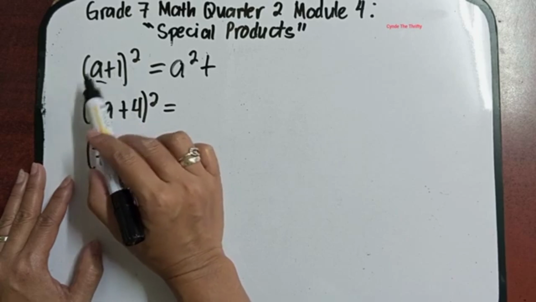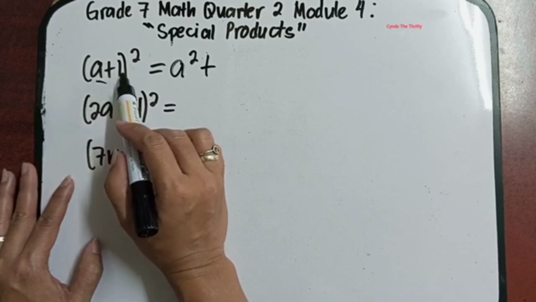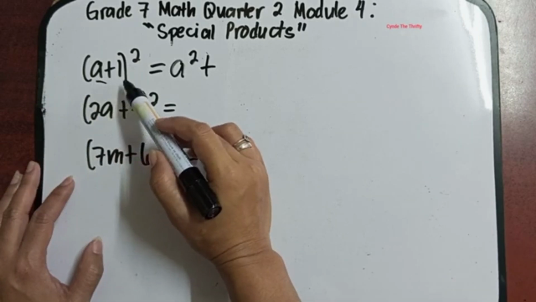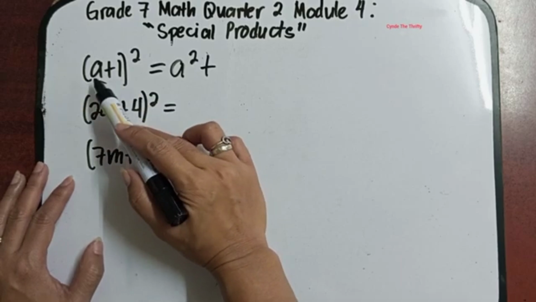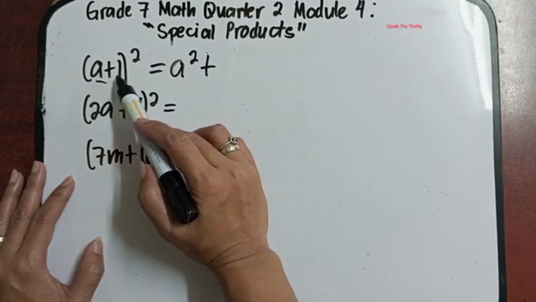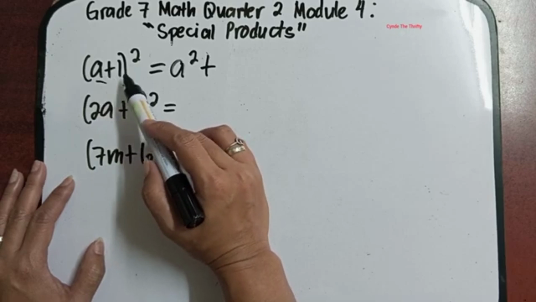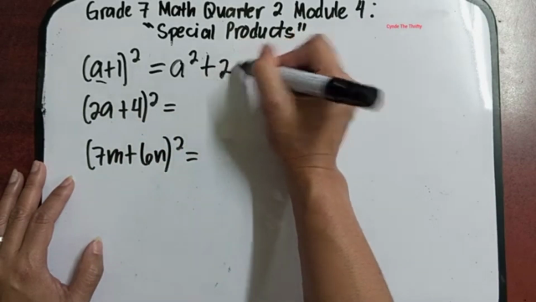i-multiply natin ang ating first term at second term times 2. So, a times 1 is equal to 1a or a. Kasi si a automatic meron na yan siyang 1. So, a times 1 is equal to 1a and then multiplied by 2. So, 1a times 2 is equal to 2a.